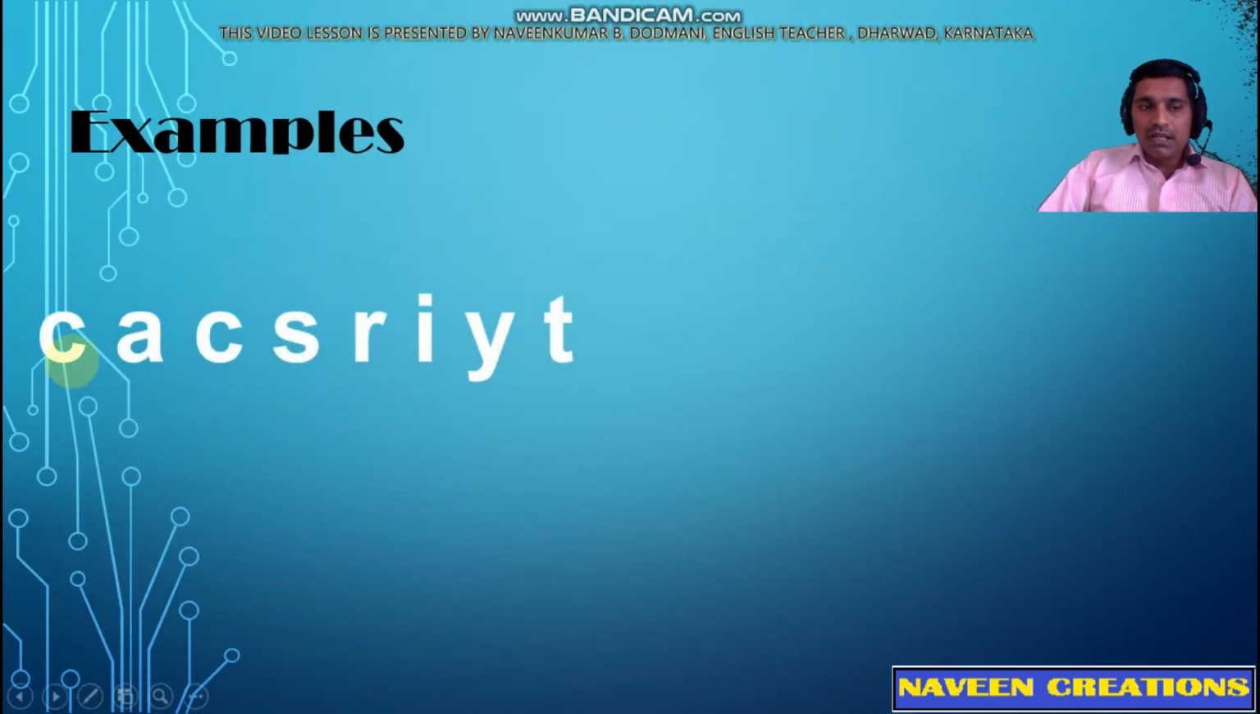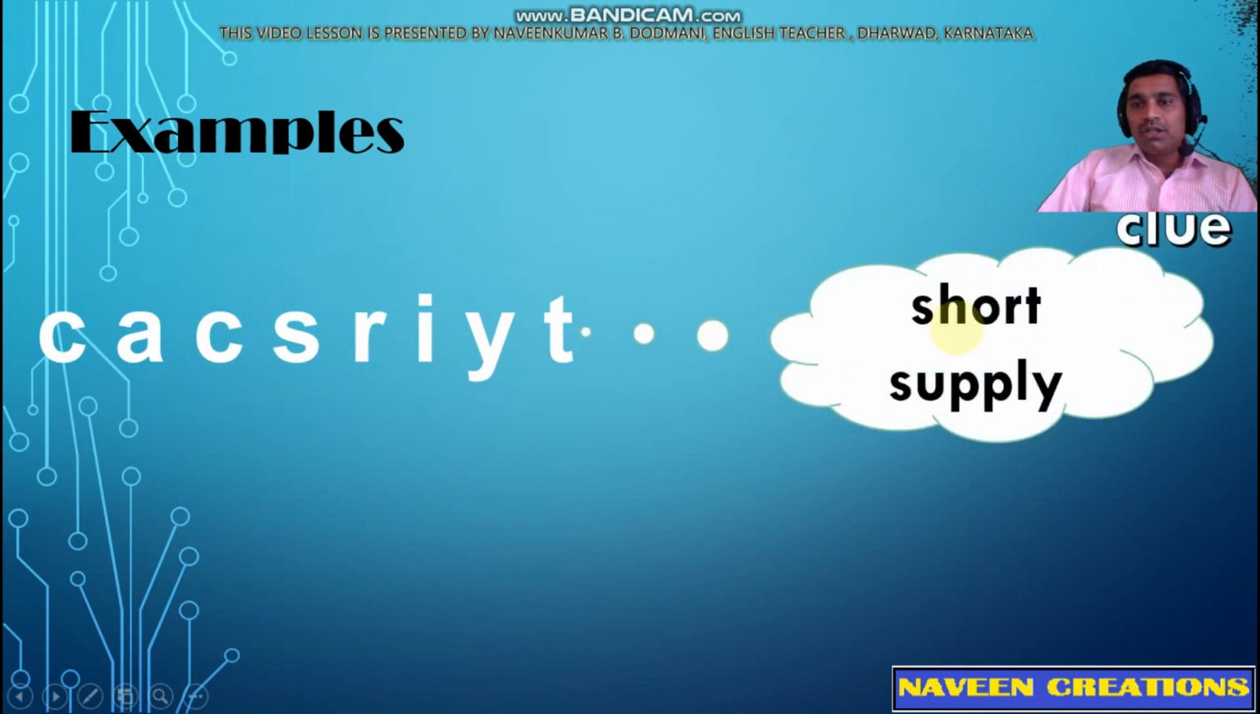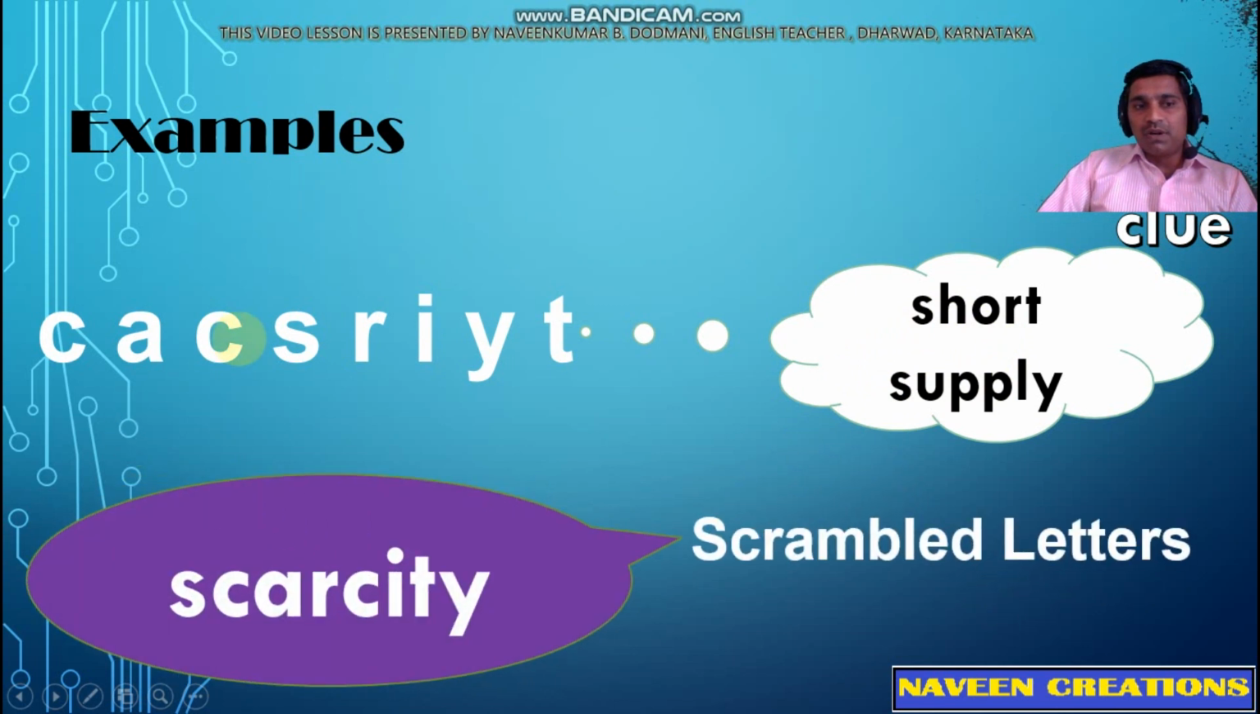The next jumbled letters are C A C S R I Y T. The given clue is short supply. Rearrange these letters to make a word which should match with the clue short supply. The letters can be rearranged like this: S C A R C I T Y. It becomes scarcity, which is equivalent to the words short supply in meaning.